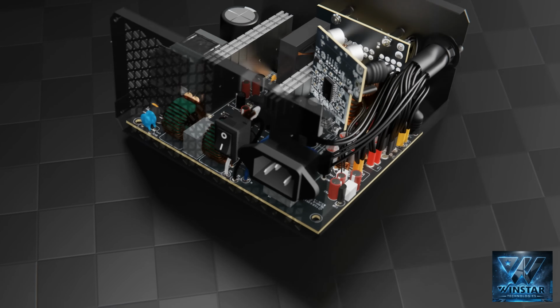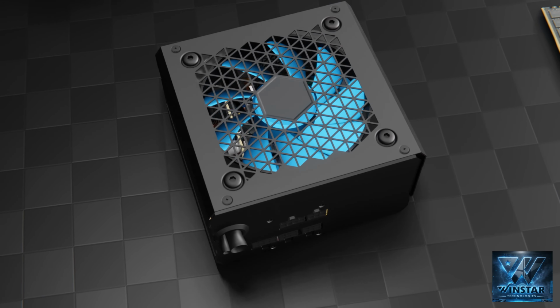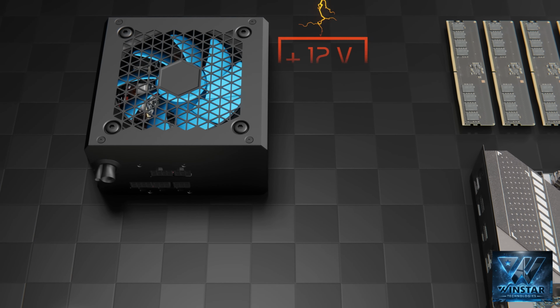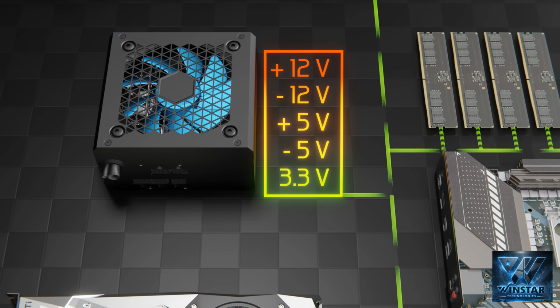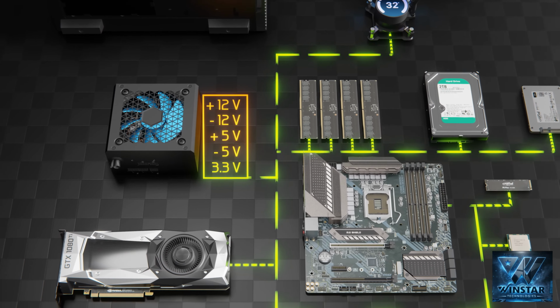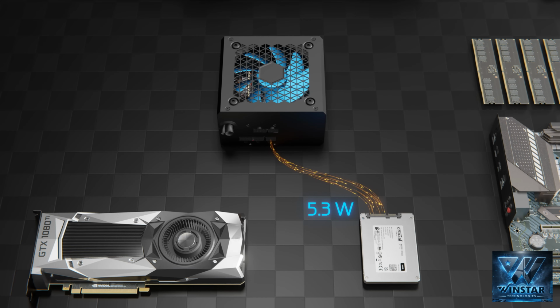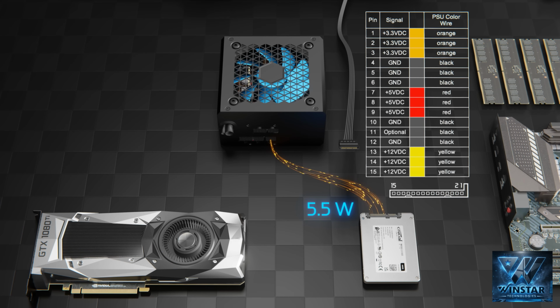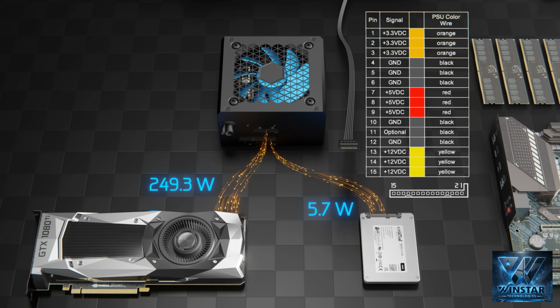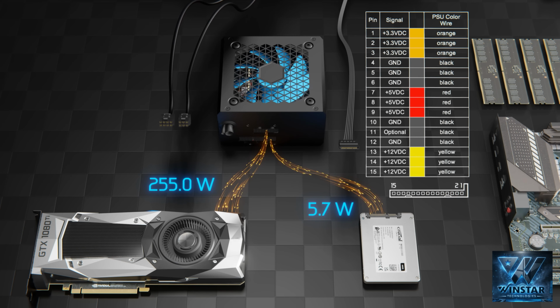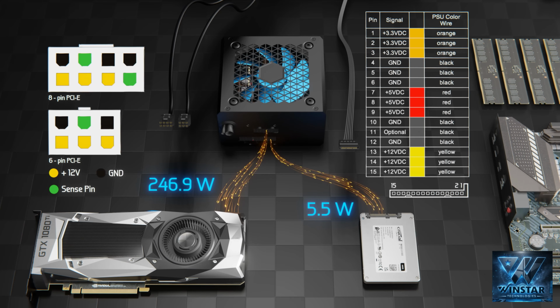There are dozens of other components used to filter the input voltage and generate various output voltages, which are then sent to all the different hardware in your computer. For example, an SSD consumes just a few watts, and the connector uses these voltages, whereas your GPU can consume hundreds of watts using these connectors and these voltages.